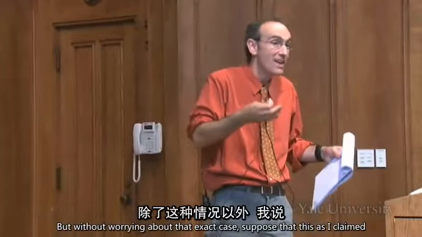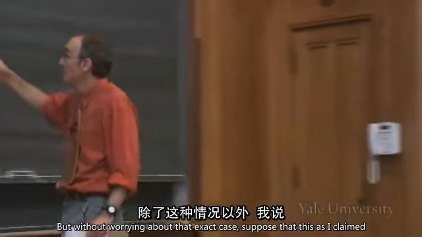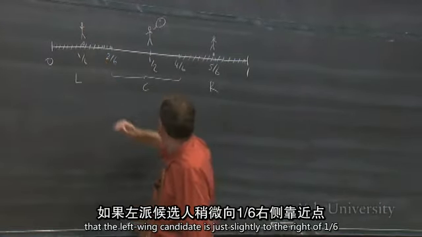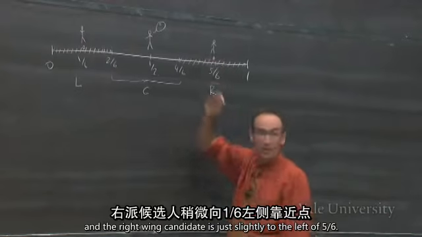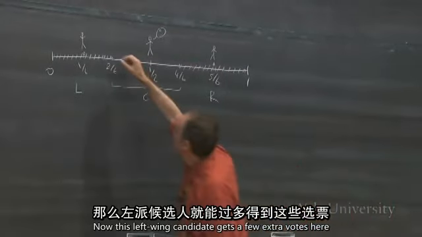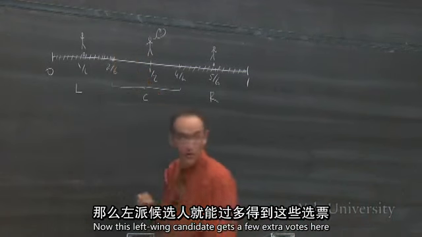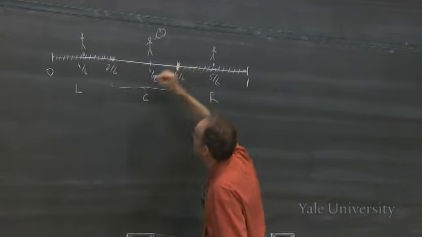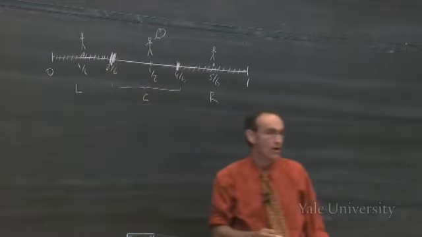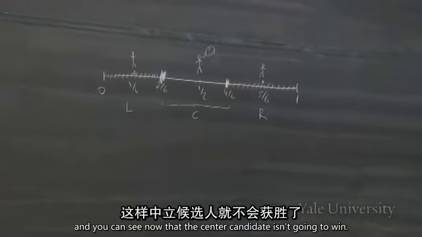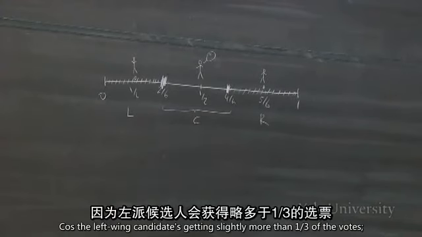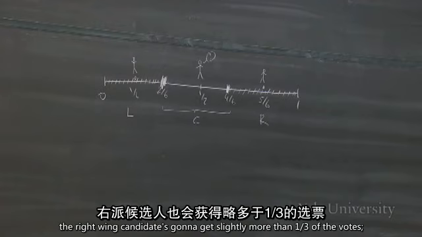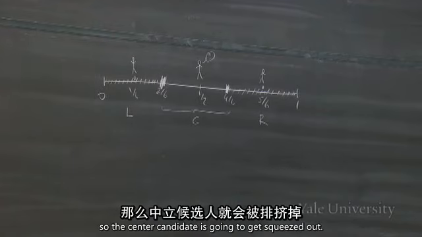But without worrying about that exact case, suppose that, as I claimed, the left-wing candidate is just slightly to the right of a 1/6, and the right-wing candidate is just slightly to the left of 5/6. Now this left-wing candidate gets a few extra votes here, and the right-wing candidate gets a few extra votes here. You can see now that the center candidate isn't going to win, because the left-wing candidate is getting slightly more than a third of the votes, and the right-wing candidate is going to get slightly more than a third of the votes. So the center candidate's going to get squeezed out.